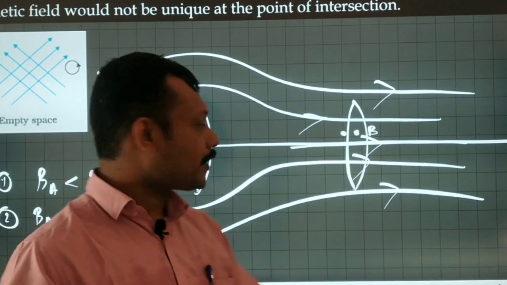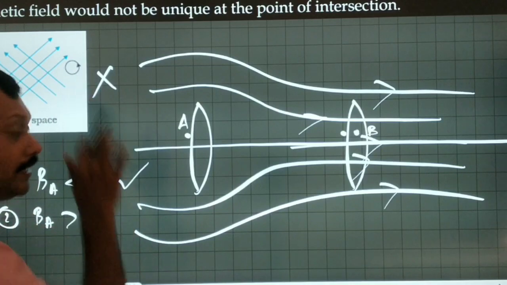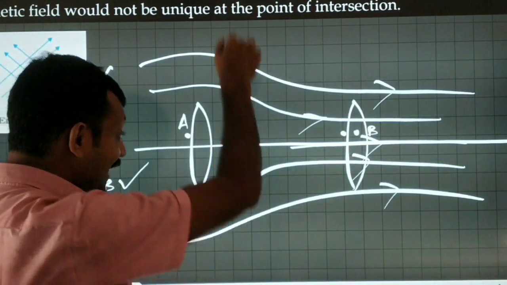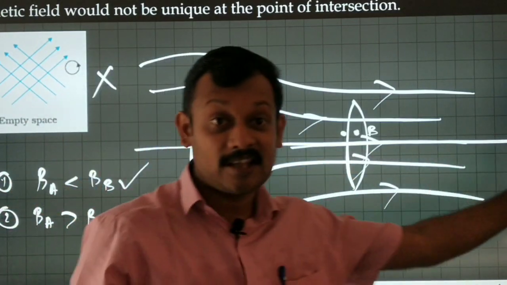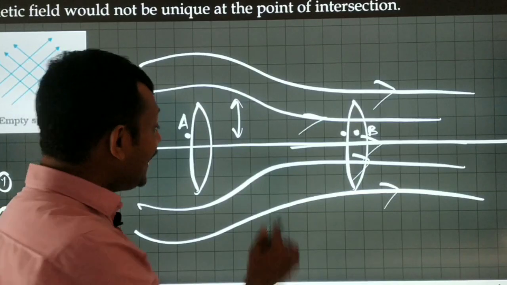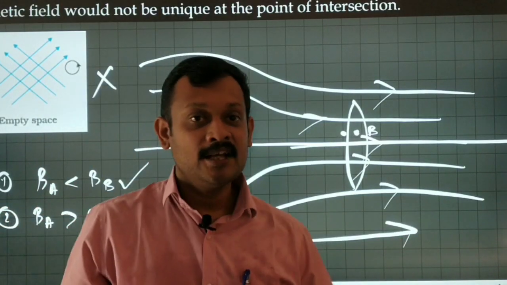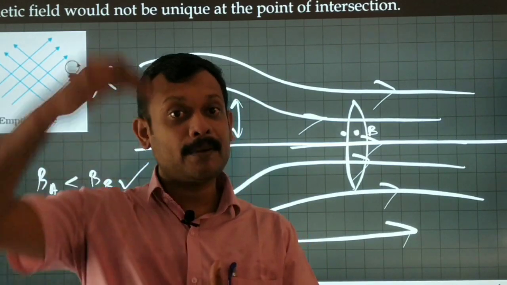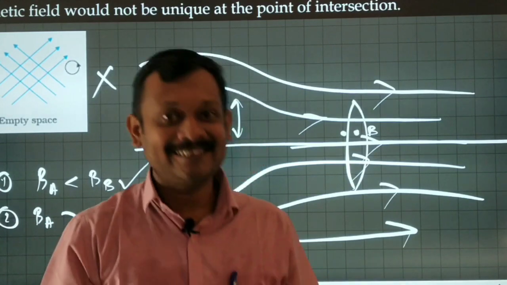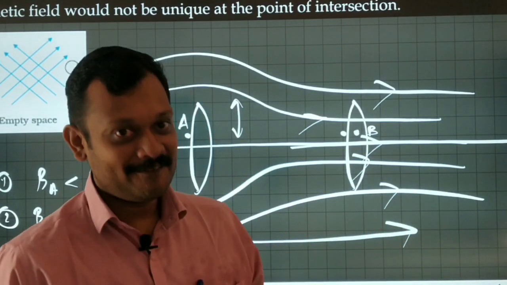Understand that it's a part of a curve only. The field lines will ripple laterally, that is perpendicular to their length, and they contract along their length, that is longitudinally. The field lines ripple perpendicular to their length and they contract along their length. This is another important point you have to understand regarding magnetic field lines.